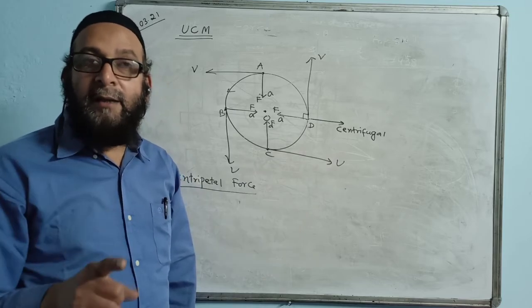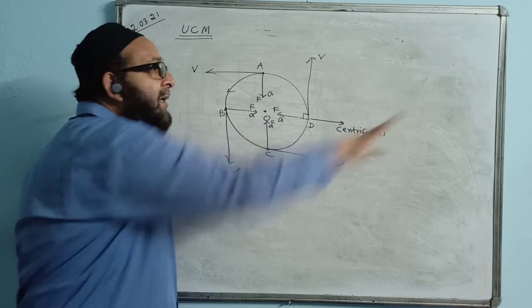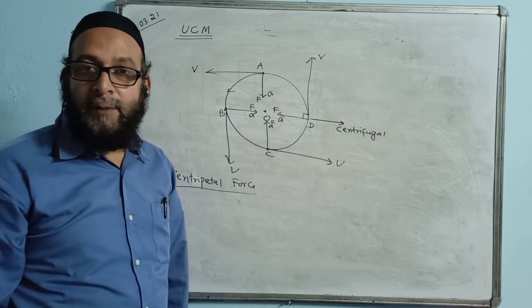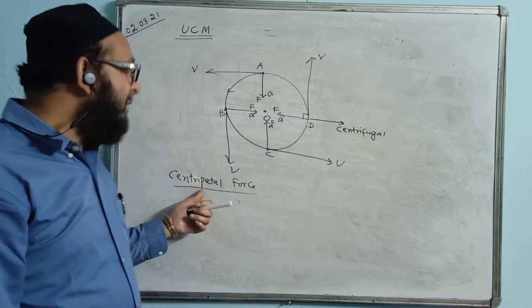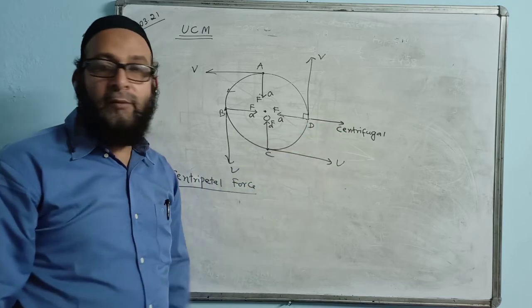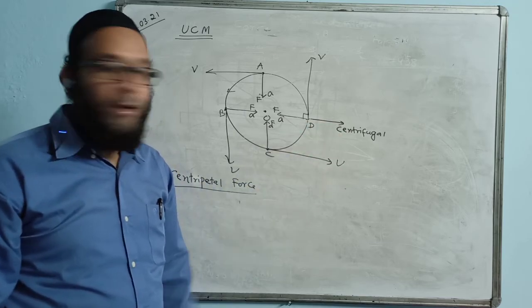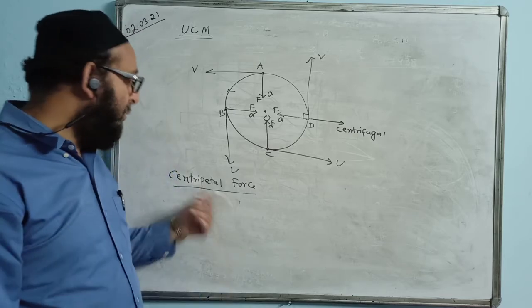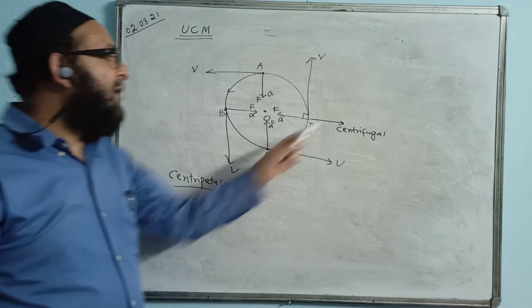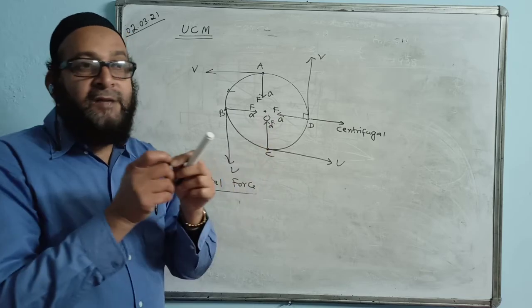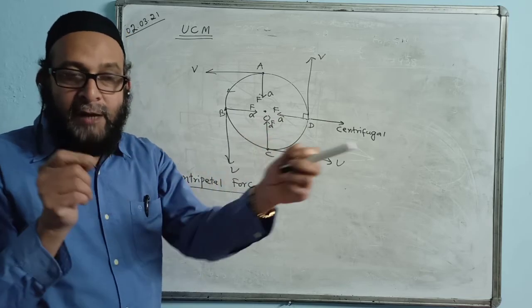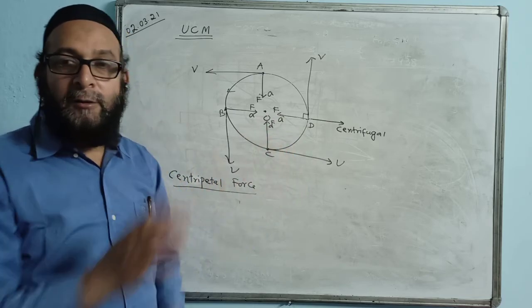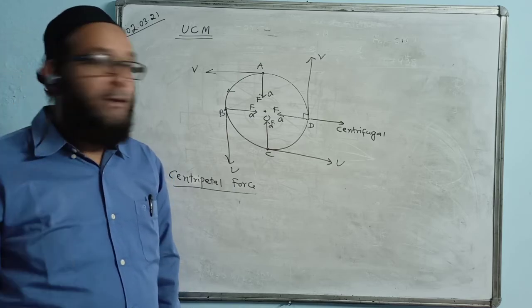Centrifugal force is acting away from the center of the circular path. The force towards the center is called centripetal, and the force away from the center is called centrifugal. Fugal is acting away from the center. This is towards the center. That is the difference. Centrifugal force and centripetal force have the same magnitude, same value, but they are in opposite directions. Direction wise, they are opposite.